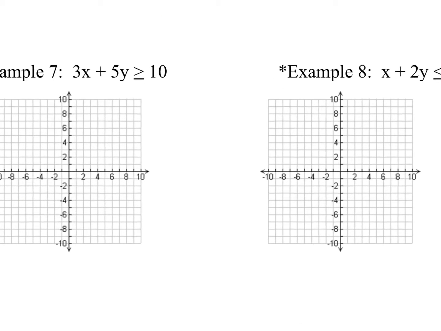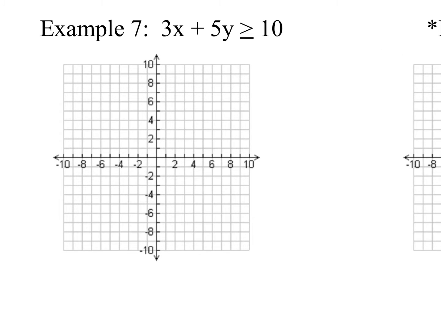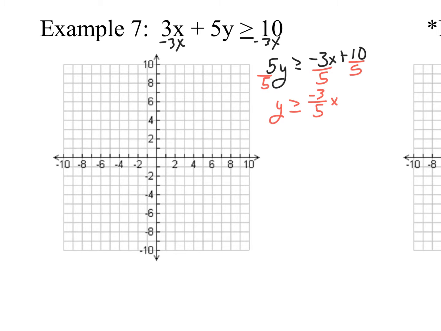Alright, example 7, new page. So we're going to take a look at this one. Again, I start off: is this thing in Y-intercept form? The answer is absolutely not. So let's start putting this in Y-intercept. I'm going to minus 3x. 5y greater than or equal to negative 3x plus 10. Divide everything by 5s. So y greater than or equal to negative 3/5 of x plus 10.